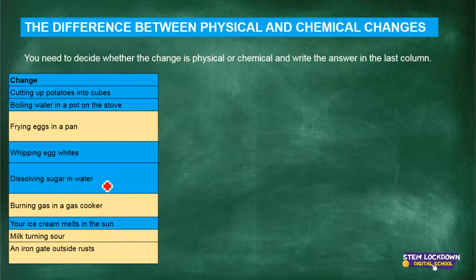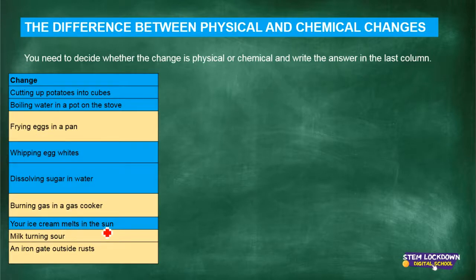Then dissolving sugar in water. So if you had to dissolve something, is it a physical change or a chemical change? Now burning gas in a gas cooker. Now if the gas is burning, is that a chemical change or is it a physical change? And then your ice cream melts in the sun.